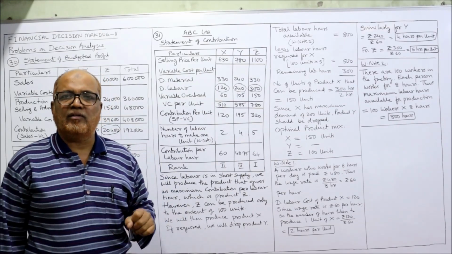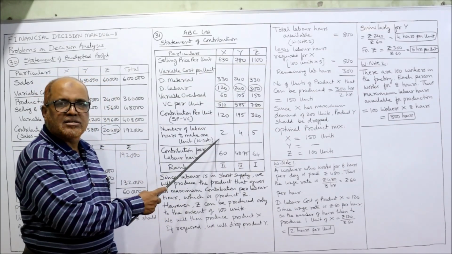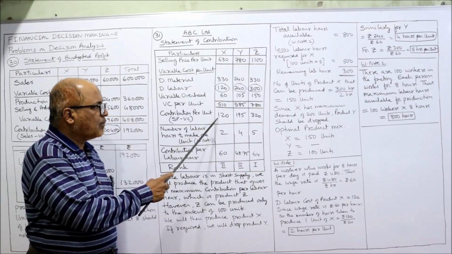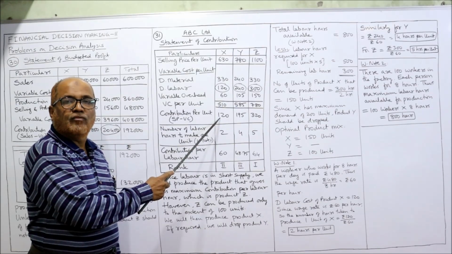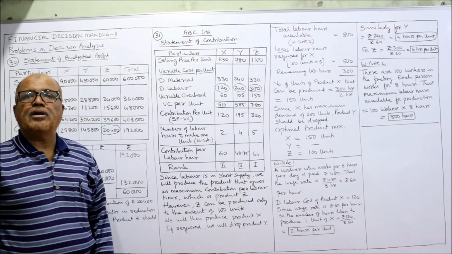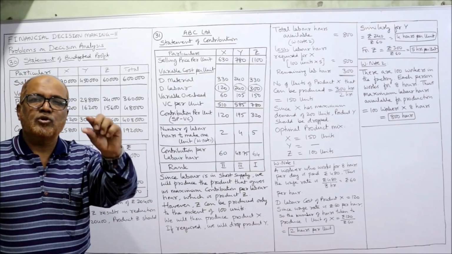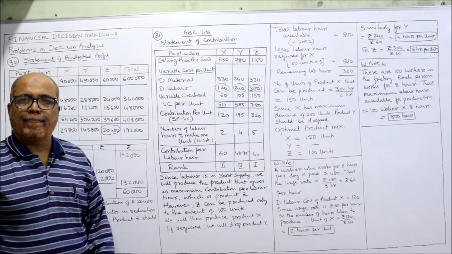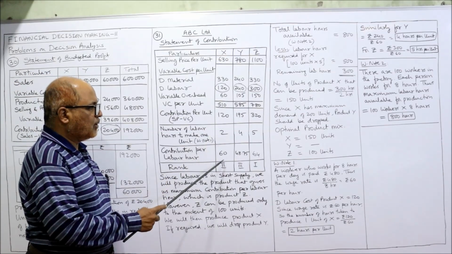Hours to produce 1 unit. So here, 2 hours are required to produce 1 unit, and 1 unit gives a contribution of 120. So 120 divided by 2, 60 rupees. So contribution per hour is contribution per unit divided by time required per unit. So 120 divided by 2, 60.